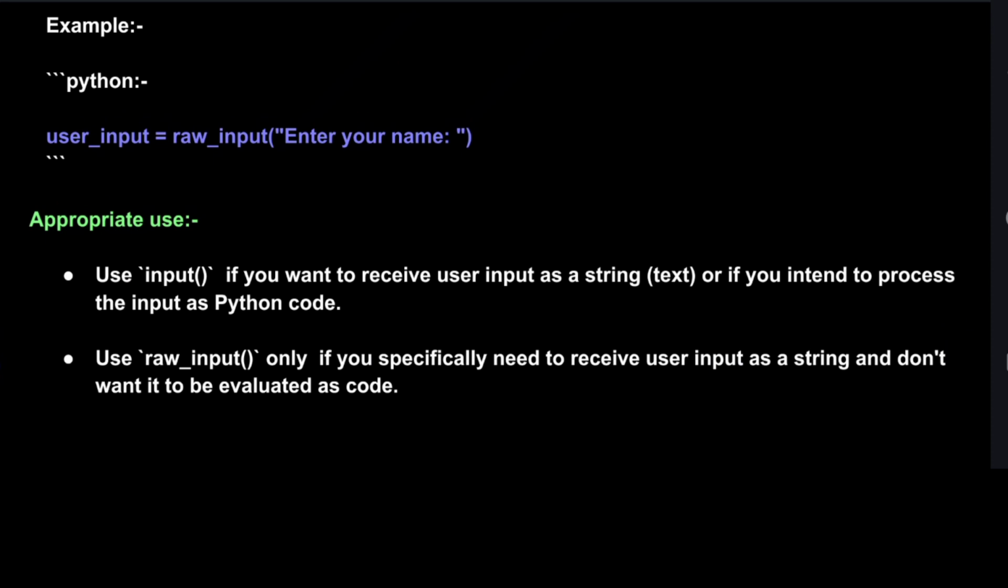Appropriate use. Use input if you want to receive user input as a string text, or if you intend to process the input as Python code. Use raw_input only if you specifically need to receive user input as a string and don't want it to be evaluated as code.